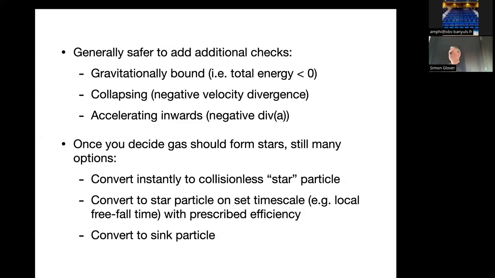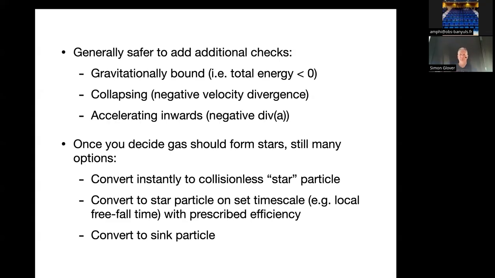There are additional ones as well. For instance, you can check that your cell where you want to form stars is actually at a local minimum in the potential. That's also quite commonly done. You can basically make this as complicated as you want, with the trade-off being the more complicated it is, the slower it is.